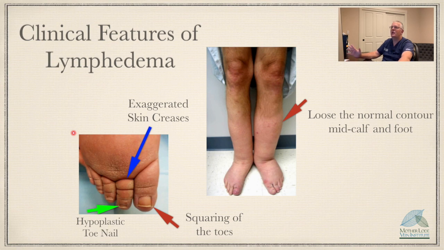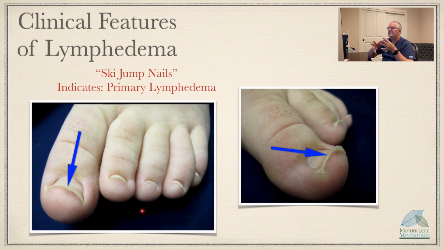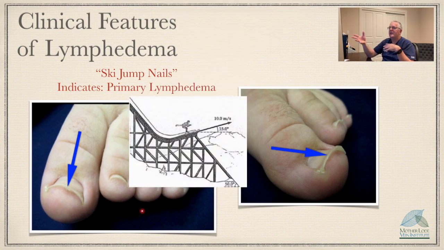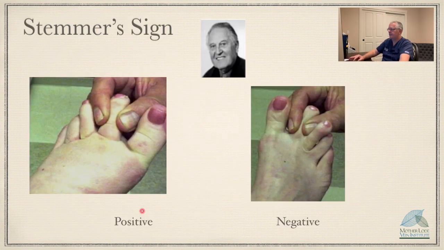There's also the loss of the normal contour of the mid-calf and the foot, like I was telling you about before. With chronic venous insufficiency, where you get lipodermatosclerosis, you get that bottleneck deformity, with exaggerated contouring of the calf. Here you lose that normal contour. These are the characteristic clinical features of lymphedema on exam.